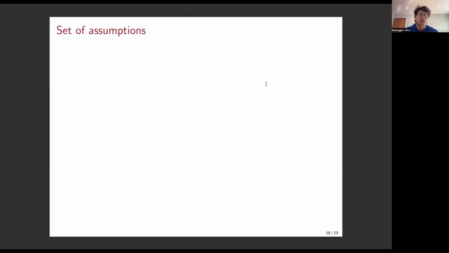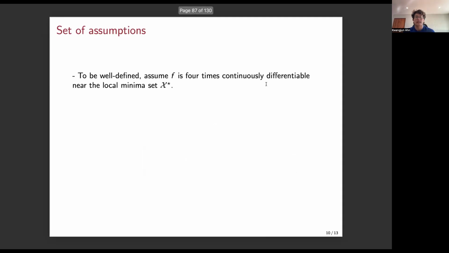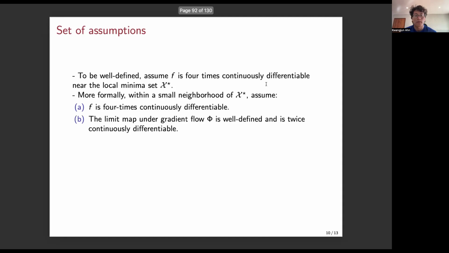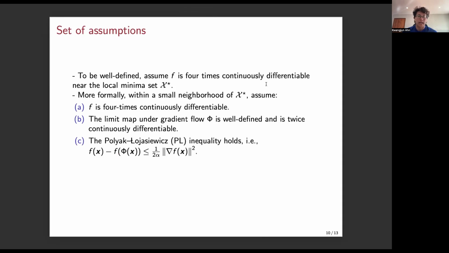Before that, let me just state the set of assumptions that we employ in our analysis. So for this flat minima to be well-defined, you can imagine that f has to be sufficiently smooth. In particular, we assume that training loss is 4 times continuously differentiable near the set of local minima x star. More formally, within a small neighborhood of x star, we assume that f is 4 times continuously differentiable, and the limit map under gradient flow phi I described earlier is well-defined and twice continuously differentiable, and locally PL inequality condition holds.